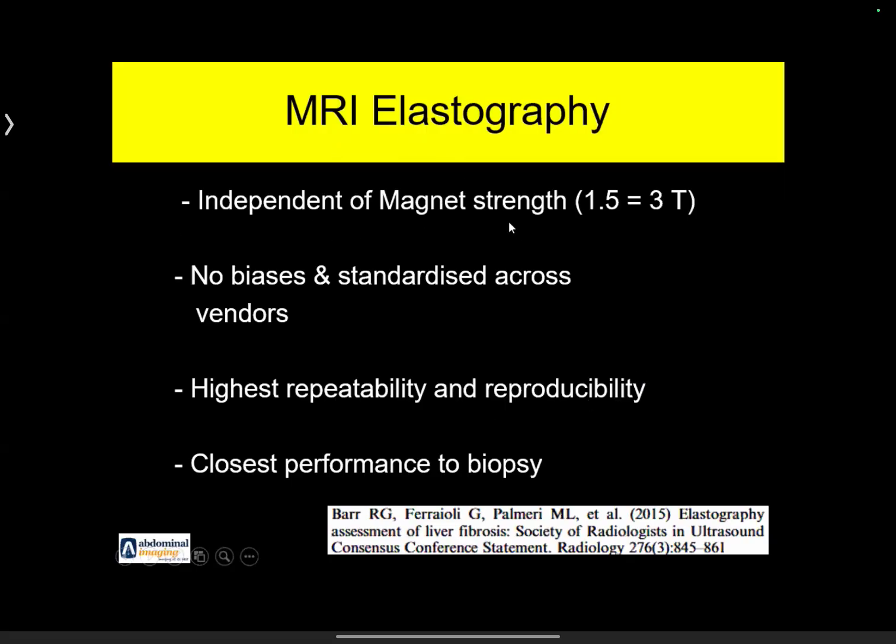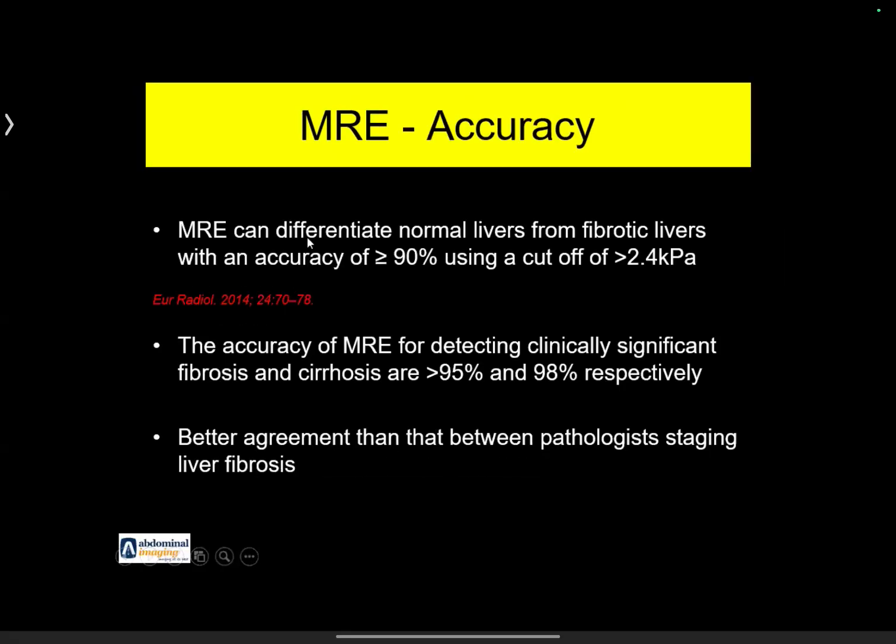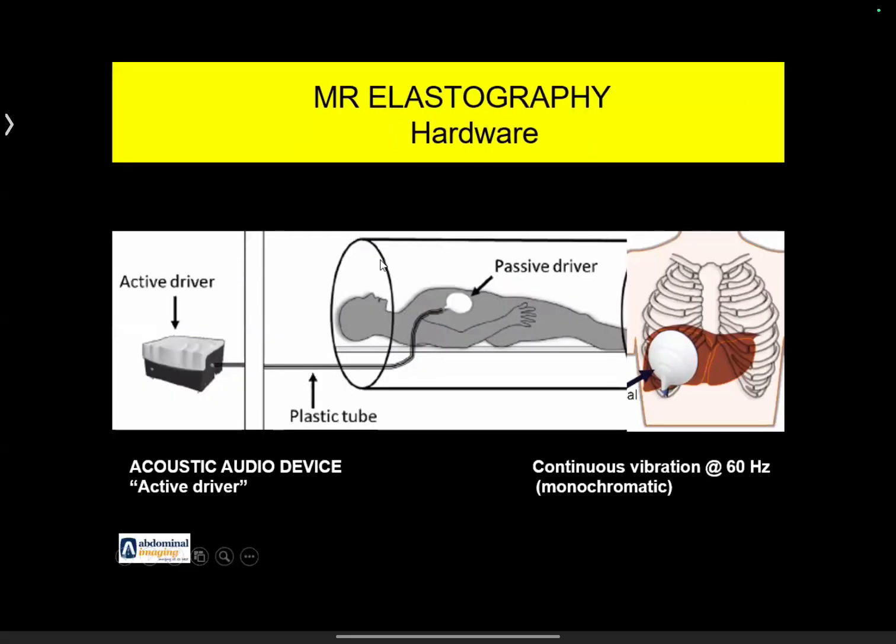So again, those benefits of MR elastography: it is independent of field strength, 1.5 T or 3 Tesla. There is no bias, and it is standard across vendors. Repeatability and reproducibility is there. And it is closest to biopsy, so the accuracy is quite high.